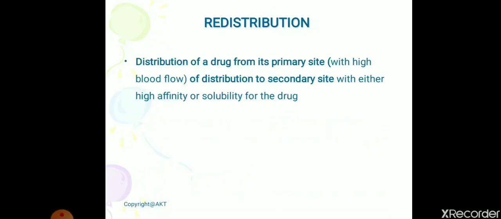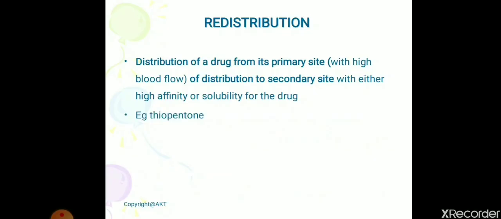See the definition: distribution of a drug from its primary site, which shows high blood flow, to a secondary site with either more affinity or solubility for the drug. I repeat, distribution of a drug from the primary site of distribution to the secondary site, and the secondary site will show more affinity or solubility for the drug.